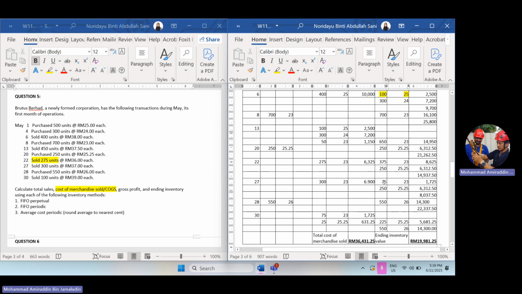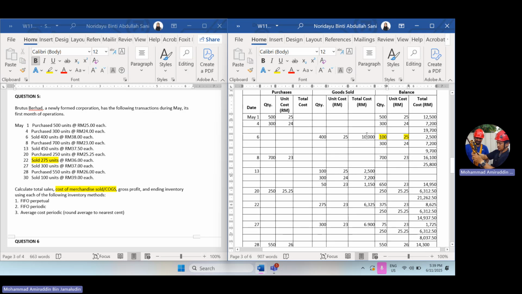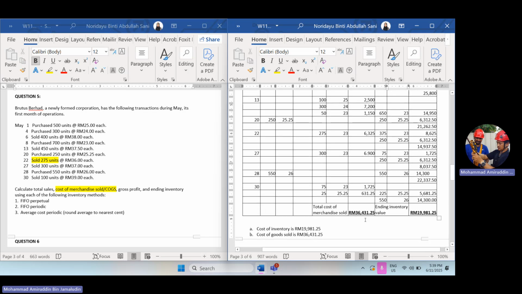So what's left? 75 in the store, we sold 75, 0. 250 minus 25. So we got another 225. And this one, we don't touch. We just bring it down here. So this is my cost of closing inventory. How much is your COGS for the month? So I add all these transactions. Okay, the total. So I get 36431.